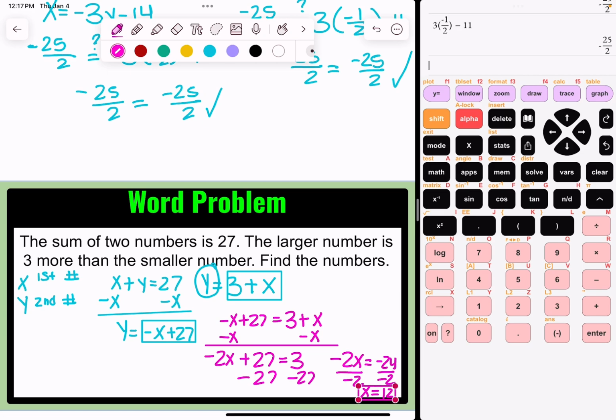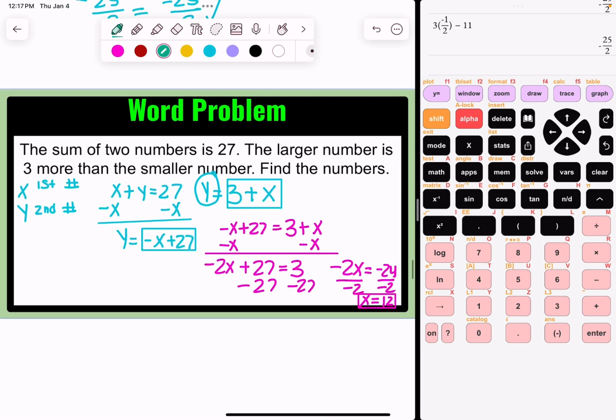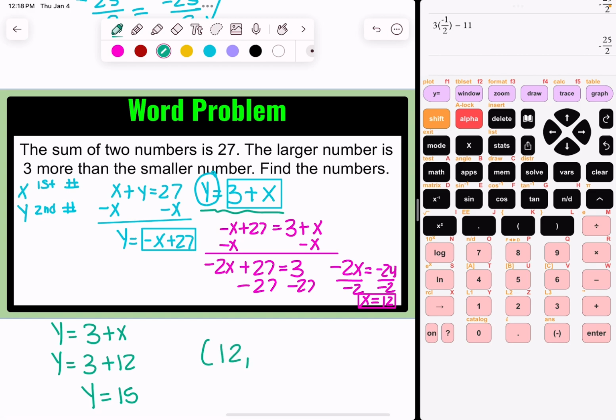That's great that I know what x equals. Now I also need to know what y equals. I'll use the equation that literally says y equals. Y equals 3 plus x. So y equals 3 plus my x, which is 12. So y equals 15. So I would have 12, comma 15.